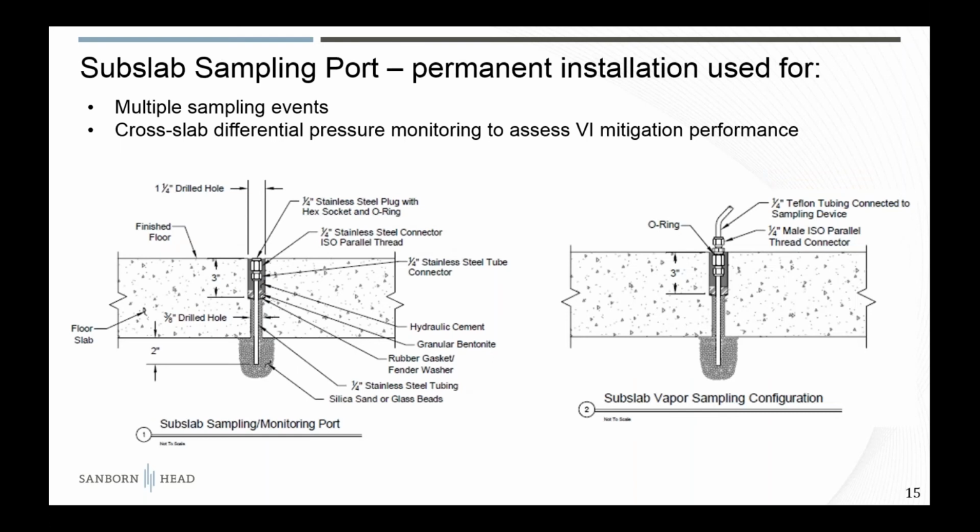So moving on to subslab port construction, permanent installations are also beneficial too, especially if you're talking about a mitigated structure where you need to go back and monitor a pressure field extension, a vacuum field under the slab. You have a permanent installation you can go back to and do that from. So typically it involves drilling a hole through the slab and installing some hardware, preferably stainless steel hardware if it's a permanent installation, that you can then connect your sampling equipment to. And I have some photos of how this is done.